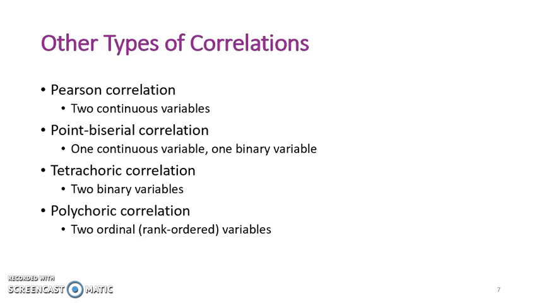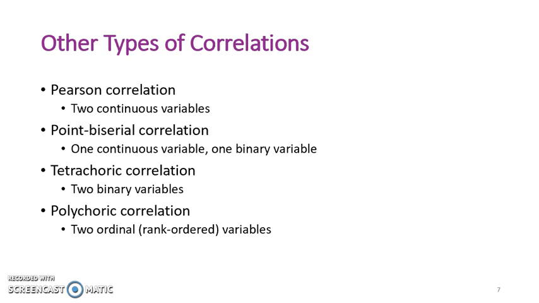Finally, I want to introduce you to some other types of correlations. Thus far, we have only talked about the Pearson product moment correlation, which is for two continuous variables. There are a few other types of correlations that might be relevant, especially to your course project. One of them is a point biserial correlation. This is a correlation between one continuous variable and one binary variable.